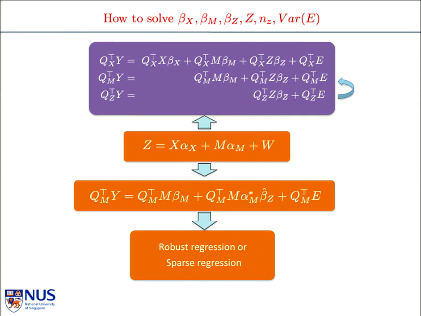So all these things you have are relative to M, and you have beta M down here. And beta M and alpha M star are the unknown parameters we need to estimate down here. And again, that becomes much simpler because this is a pure linear equation problem. You can use robust regression or sparse regression approach to really estimate the beta M from it.